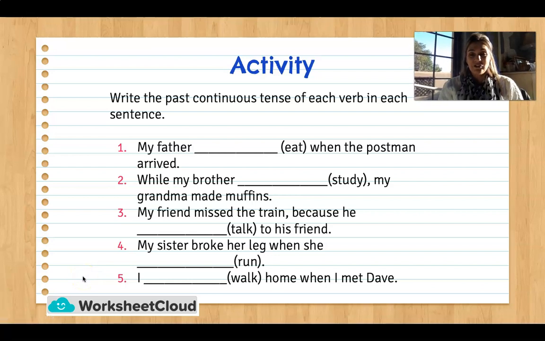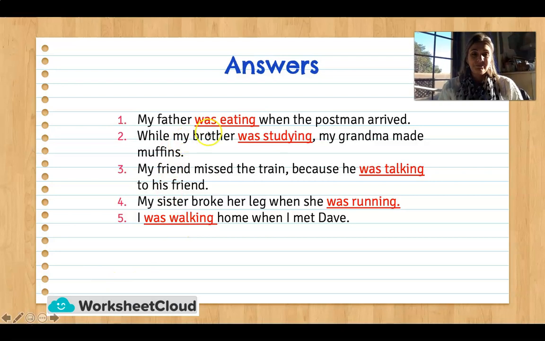Right, I hope you managed to do those. Let's take a look. My father was eating when the postman arrived. While my brother was studying, my grandma made muffins. My friend missed the train because he was talking to his friend. And number 4, my sister broke her leg when she was running. I was walking home when I met Dave. And you can see when it's a singular subject, just one person, you use was. If it's they were eating when the postman arrived, you can see we use the word were. But all of these were in the singular subject.